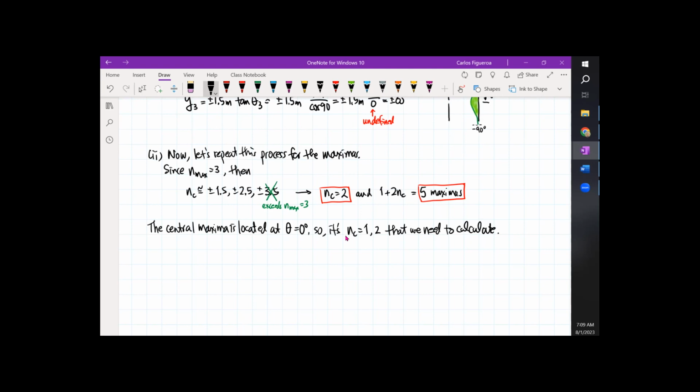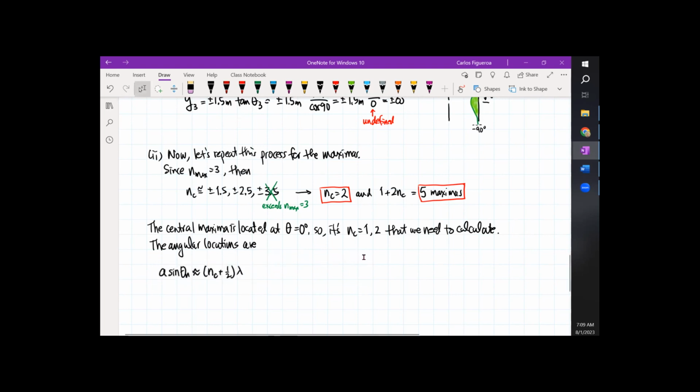So then the angular locations are going to be given by a sine of theta n. Now remember, this is an approximate equation. Okay, that's an approximate equation. So you know what? I'm going to move this down here. This is an approximate equation.